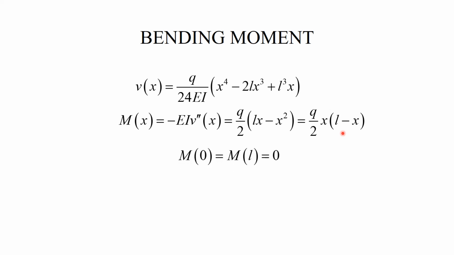So we can also check that at x equal to 0 and at x equal to L, M is equal to 0. And of course, if I substitute x equal to L over 2 into this expression, I'll obtain QL squared over 8, which is again easy to infer by constructing the bending moment diagram or making a cut in the middle of the beam.